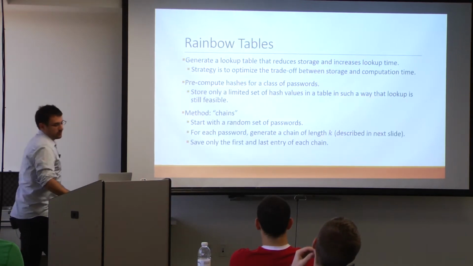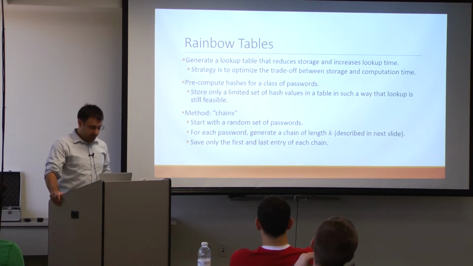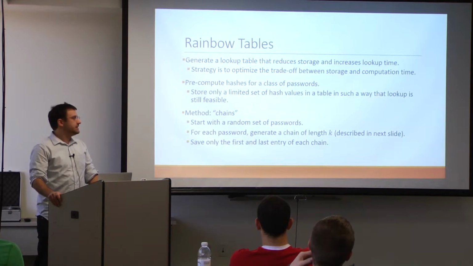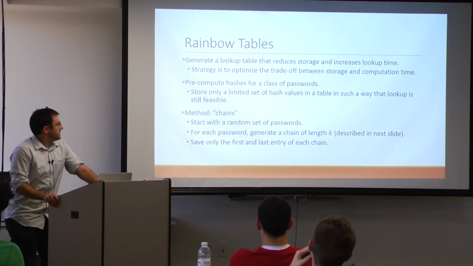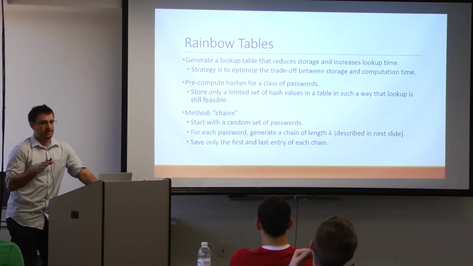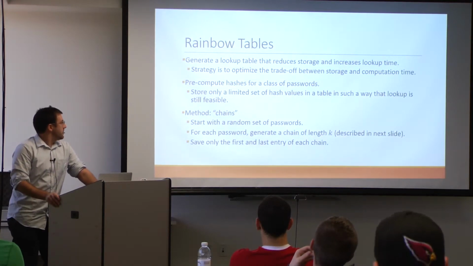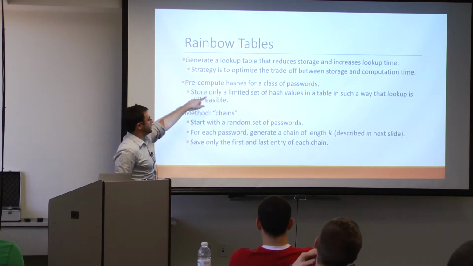Rainbow tables are a way to optimize this trade-off between computation time and storage space. The idea is that you pre-compute a table that's relatively small compared to if you did a brute force attack. Then you can use a lookup method that takes some computation time, but if you trade it off with the space required, there's some golden area that you can find. I'll get a little bit more into this. So you pre-compute hashes for a class of passwords.